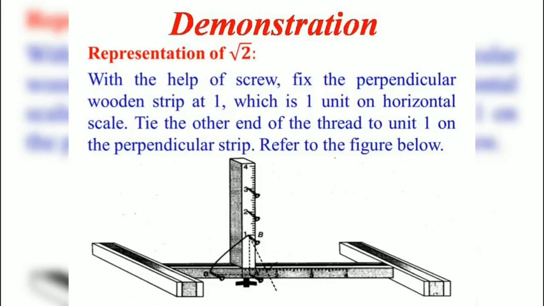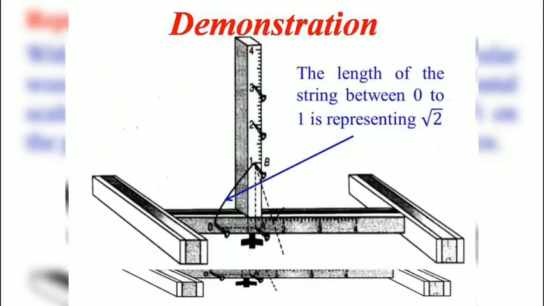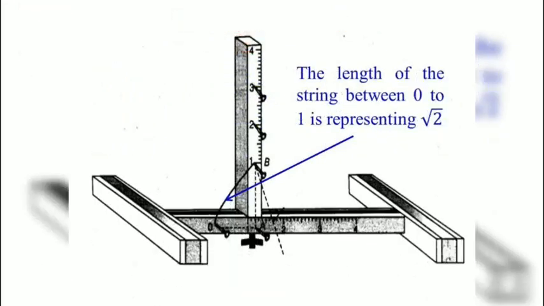So here the horizontal distance is 1 unit and the perpendicular distance is 1 unit, and the thread is the hypotenuse of the right angle formed by the vertical strip and horizontal strip. So the length of the string is the hypotenuse. Look at this figure. Here the length of the string between 0 and 1 represents root 2. As the horizontal distance is 1 unit and the vertical distance is 1 unit, by using Pythagoras theorem, the length of the string between 0 and 1 is root 2 units.